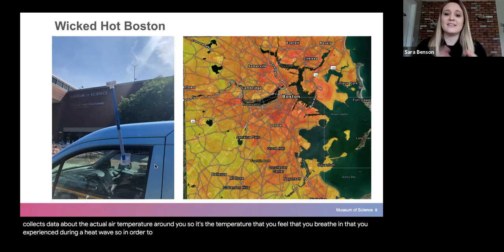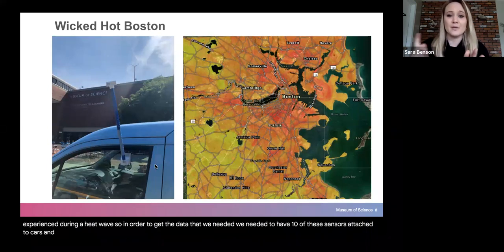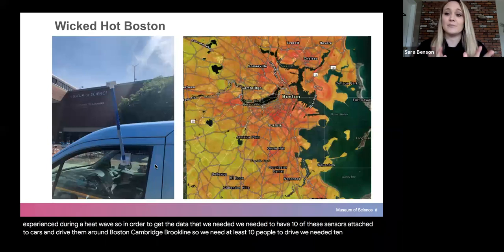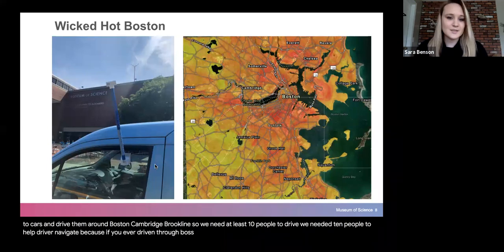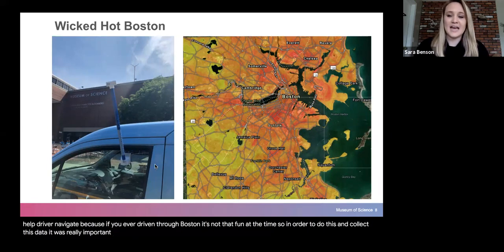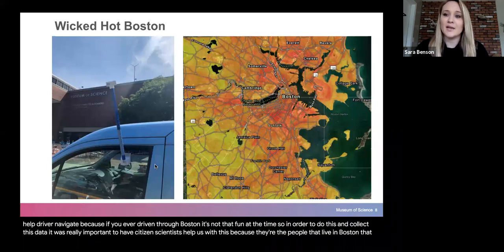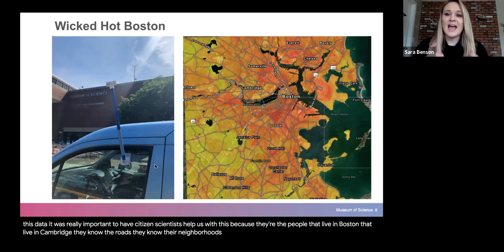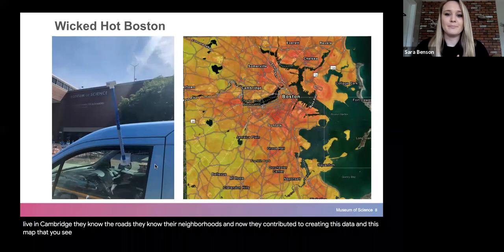In order to get the data that we needed, we had 10 of these sensors attached to cars and driven around Boston, Cambridge, and Brookline. So we needed at least 10 people to drive. We needed 10 people to help the driver navigate, because if you've ever driven through Boston, it's not that fun. And we were only a team of five at the time. So in order to collect this data, it was really important to have citizen scientists help us, because they're the people that live in Boston, that live in Cambridge, they know the roads, they know their neighborhoods, and now they contributed to creating this data and this map that city planners are going to use to make a difference in their own communities.